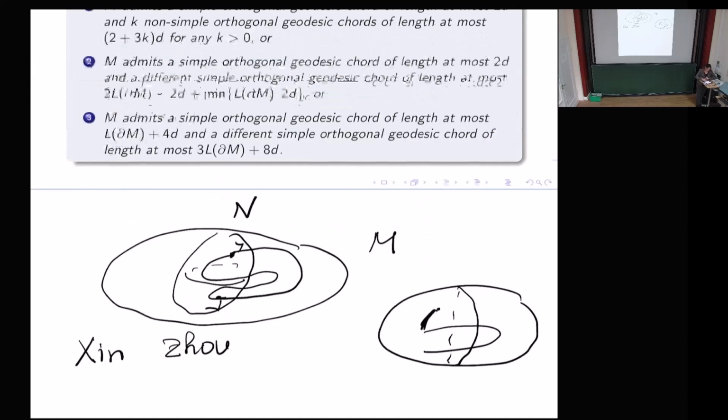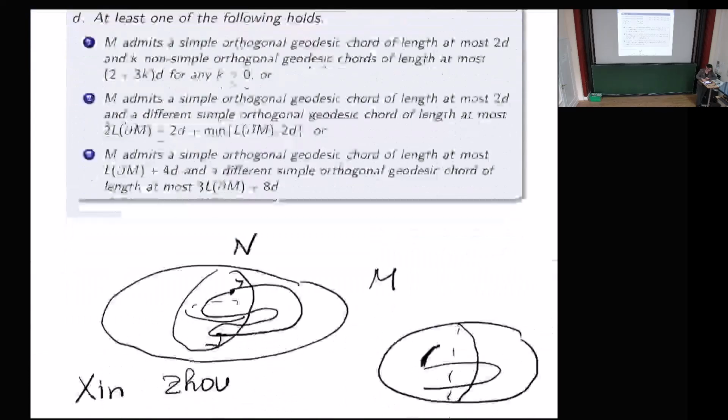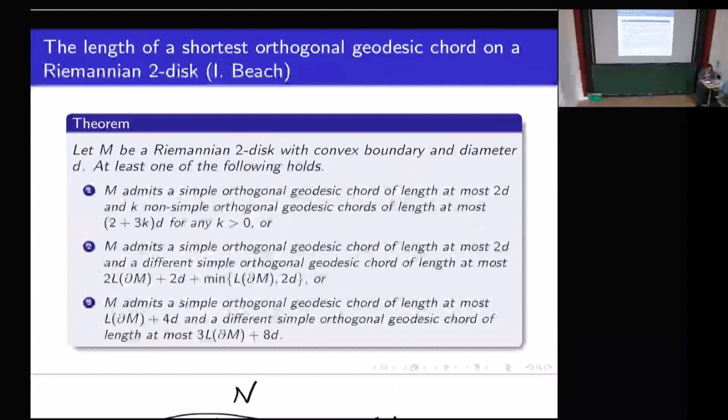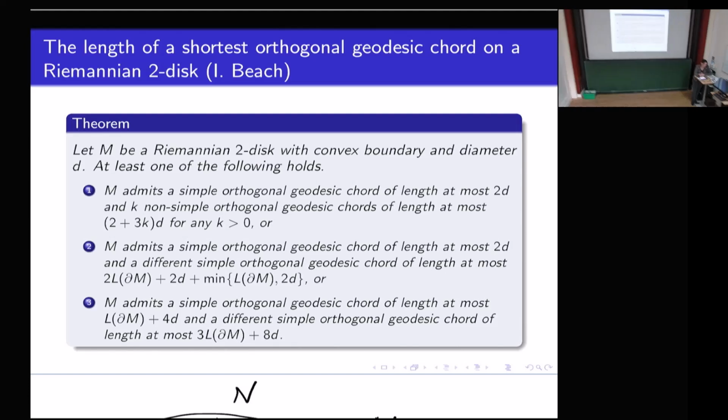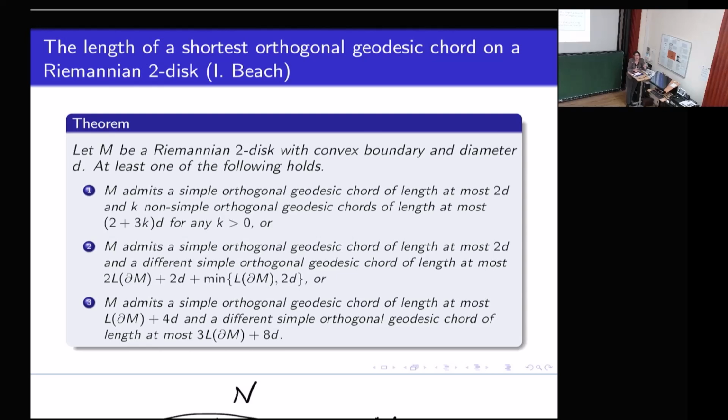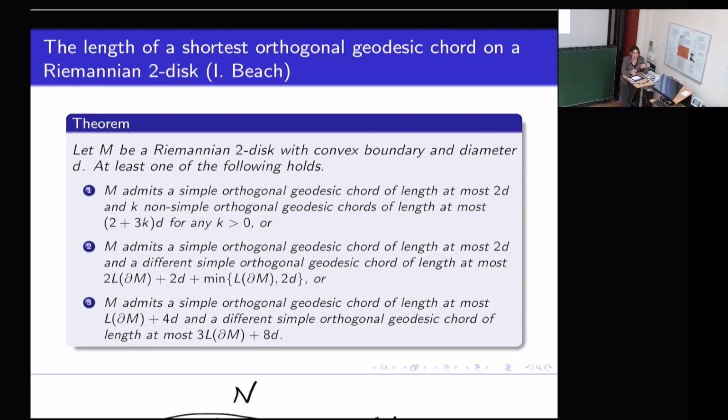So, whenever we have the existence of such geodesic chords, again it's a natural question to quantify it and to estimate the length of this geodesic chord in terms of the geometric parameters. Well, in this case, there are two manifolds. There is a manifold M and there is a submanifold N.